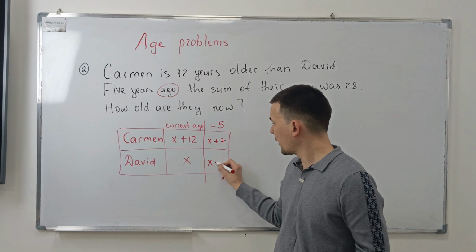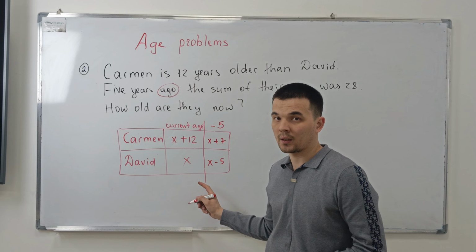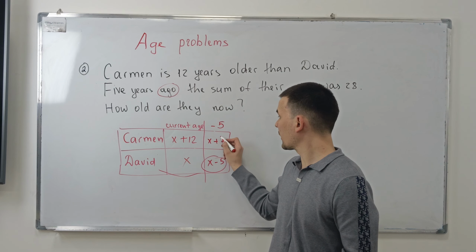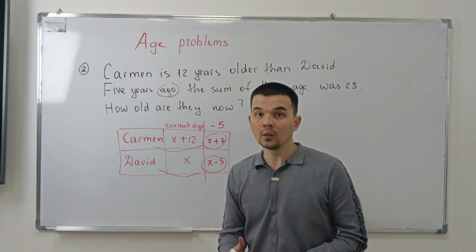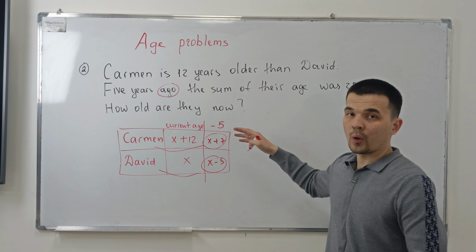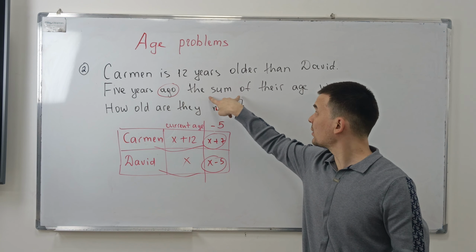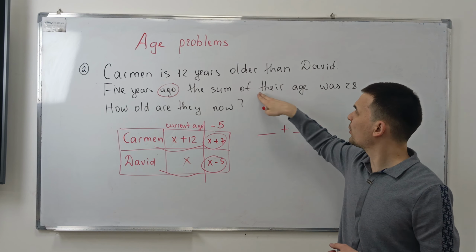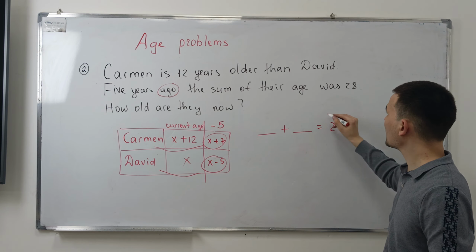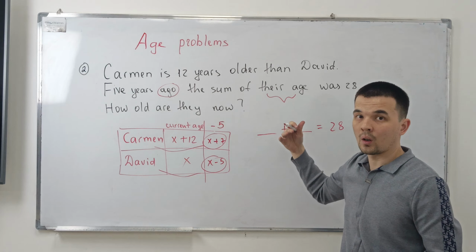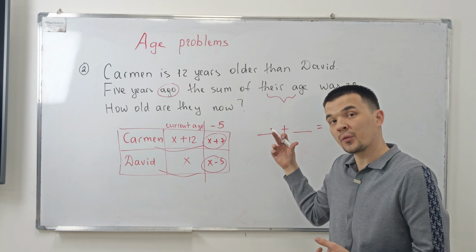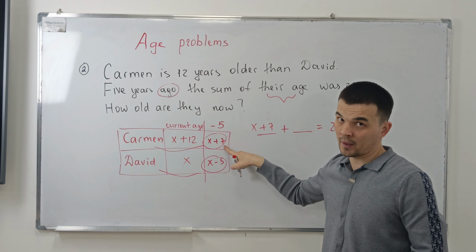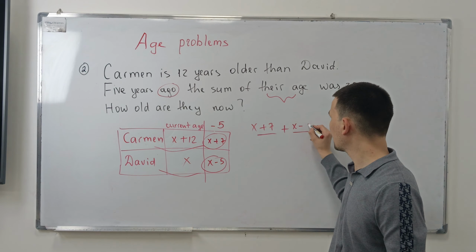And for David, minus 5 should be written here. So what we have right now is David's age and Carmen's age. The question says 5 years ago, the sum, I told you, sum means adding 2 things. Let's say the sum of their ages was 28. The question says their ages, so it refers, of course, to Carmen and David. Carmen is x plus 7, final answer, and David is x minus 5.